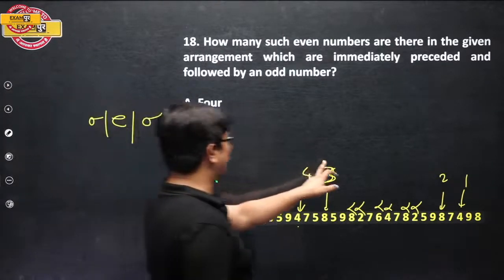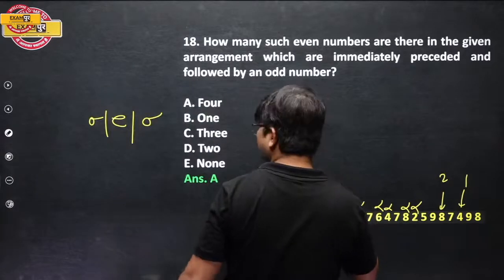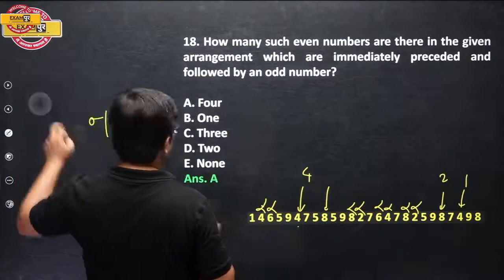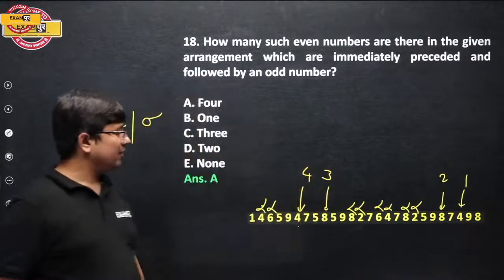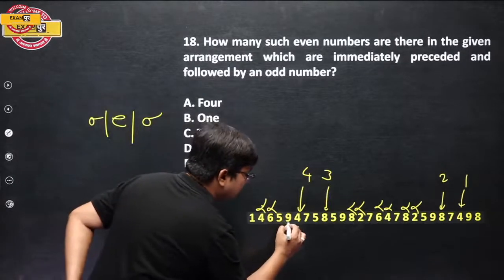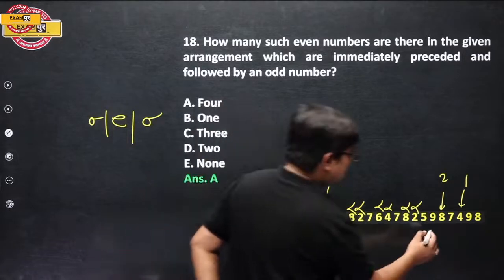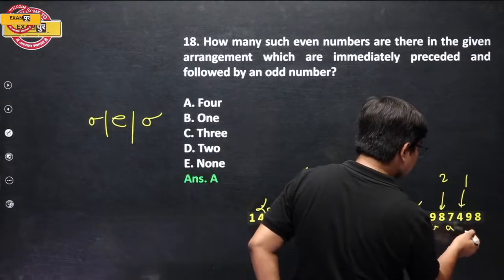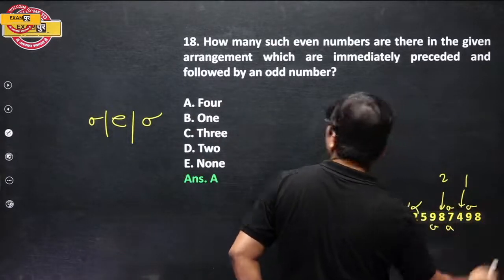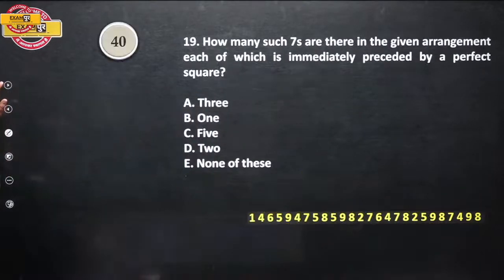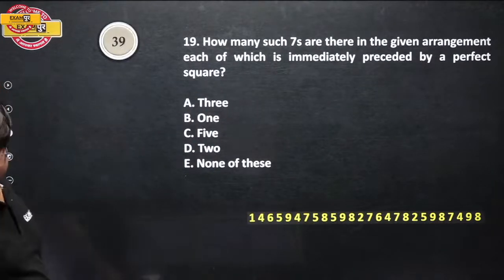So it's all about observing things, and that too very, very carefully. So for example, this even number is preceded as well as followed by an odd, this one, this one, and this even number as well. Okay, everyone? Fine. Next.